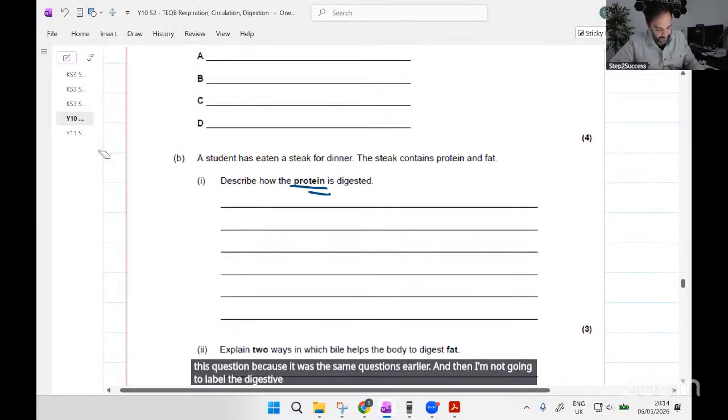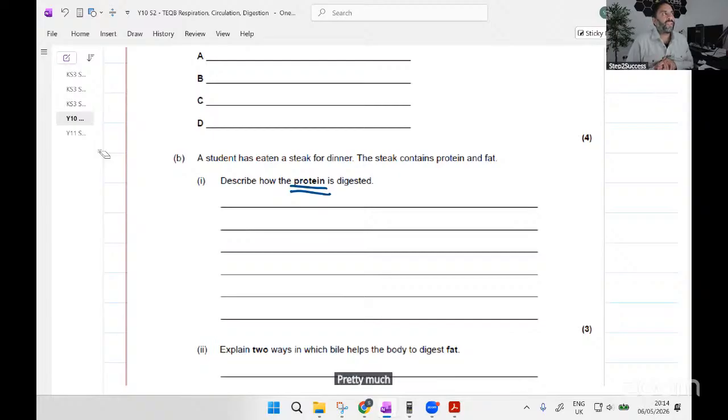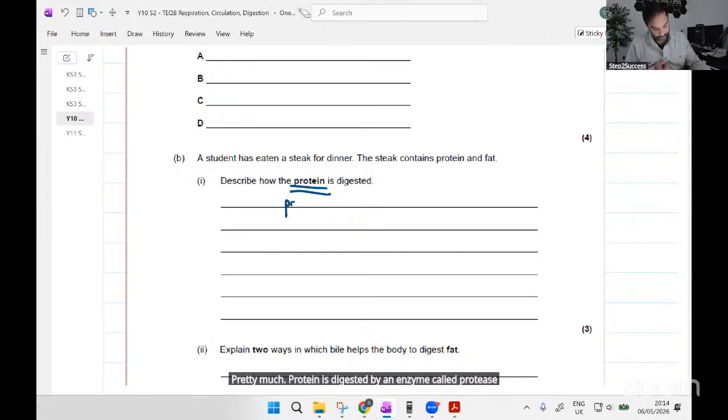How protein is digested. I mean, this is all stuff that is irrelevant, this is a Year 10 booklet, because all of these would be exactly the same questions, pretty much. Protein is digested by an enzyme called protease. That's the name of the enzyme. It is digested into something called amino acids.